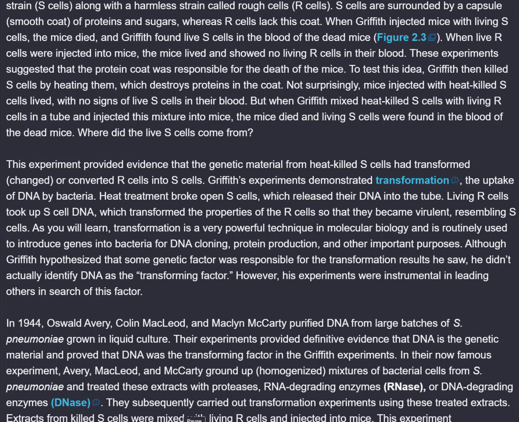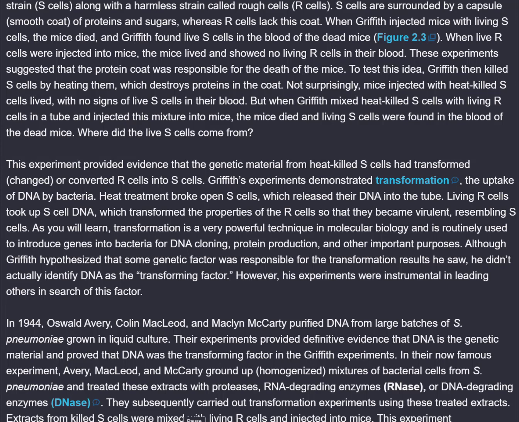S cells are surrounded by a capsule, smooth coat, of proteins and sugars, whereas R cells lack this coat. When Griffith injected mice with living S cells, the mice died, and Griffith found live S cells in the blood of the dead mice, figure 2.3. When live R cells were injected into mice, the mice lived and showed no living R cells in their blood. These experiments suggested that the protein coat was responsible for the death of the mice.